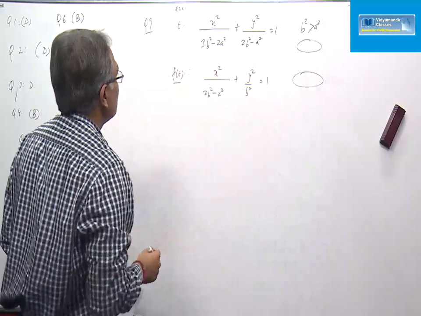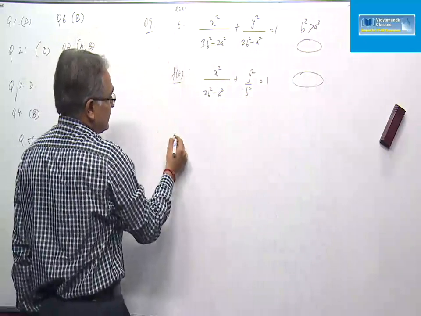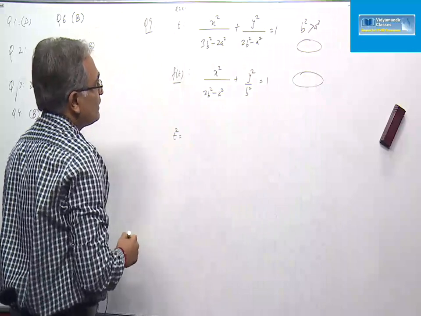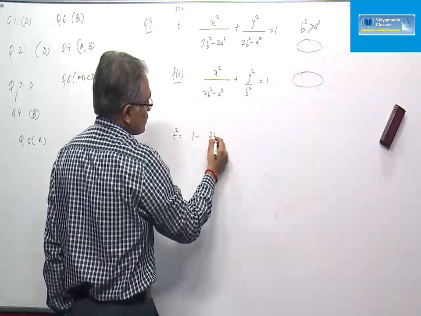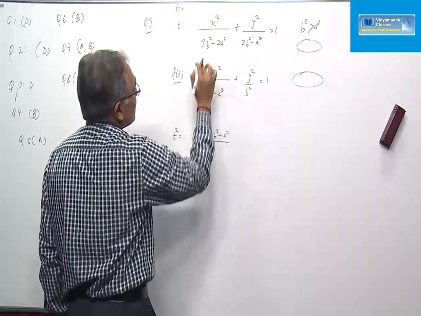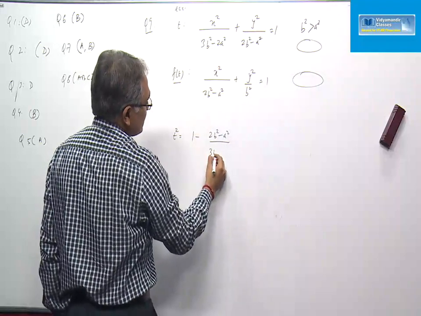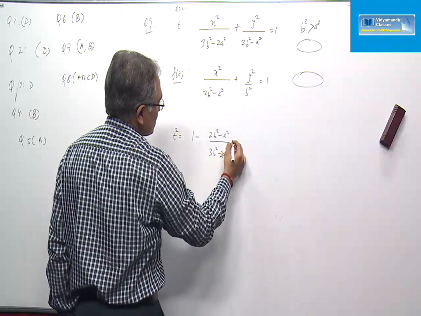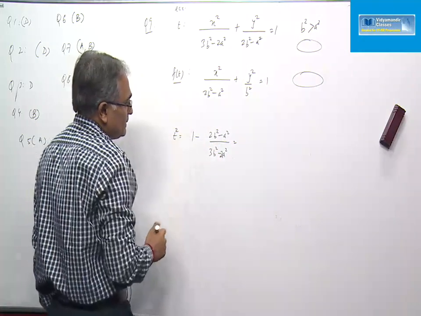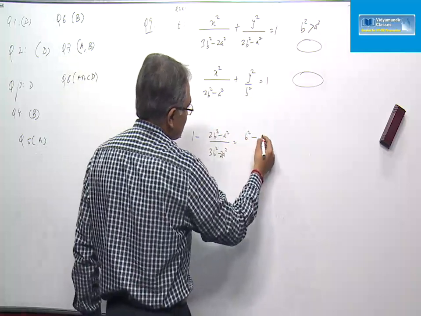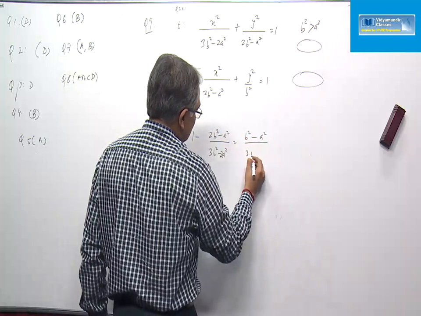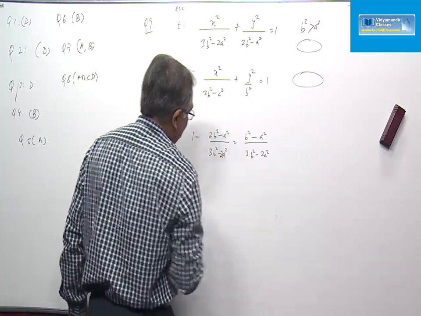Now let's say e square is 1 minus b square by a square. Hence, t square must be 1 minus minor square, that is 2b square minus a square, upon semi-major square, that is 3b square minus 2a square. This comes out to be 3b square minus 2b square, b square minus 2a square plus a square, that is b square minus a square, upon 3b square minus 2a square.